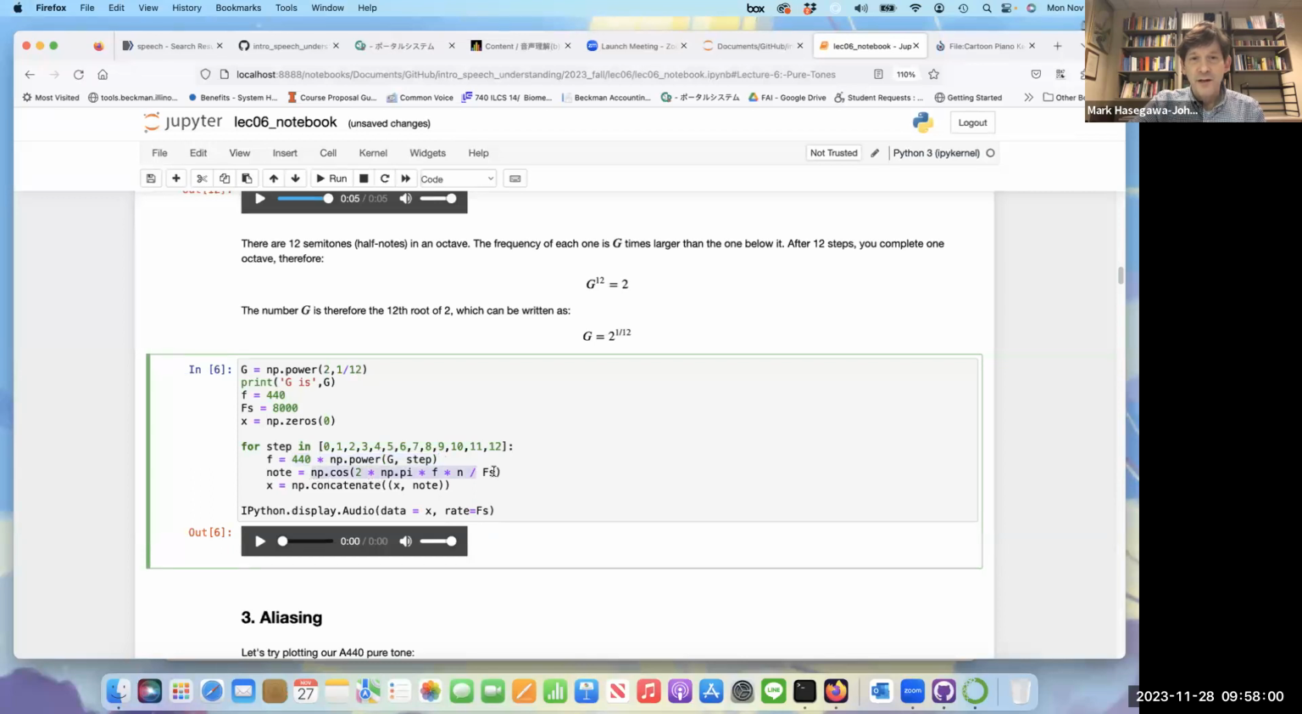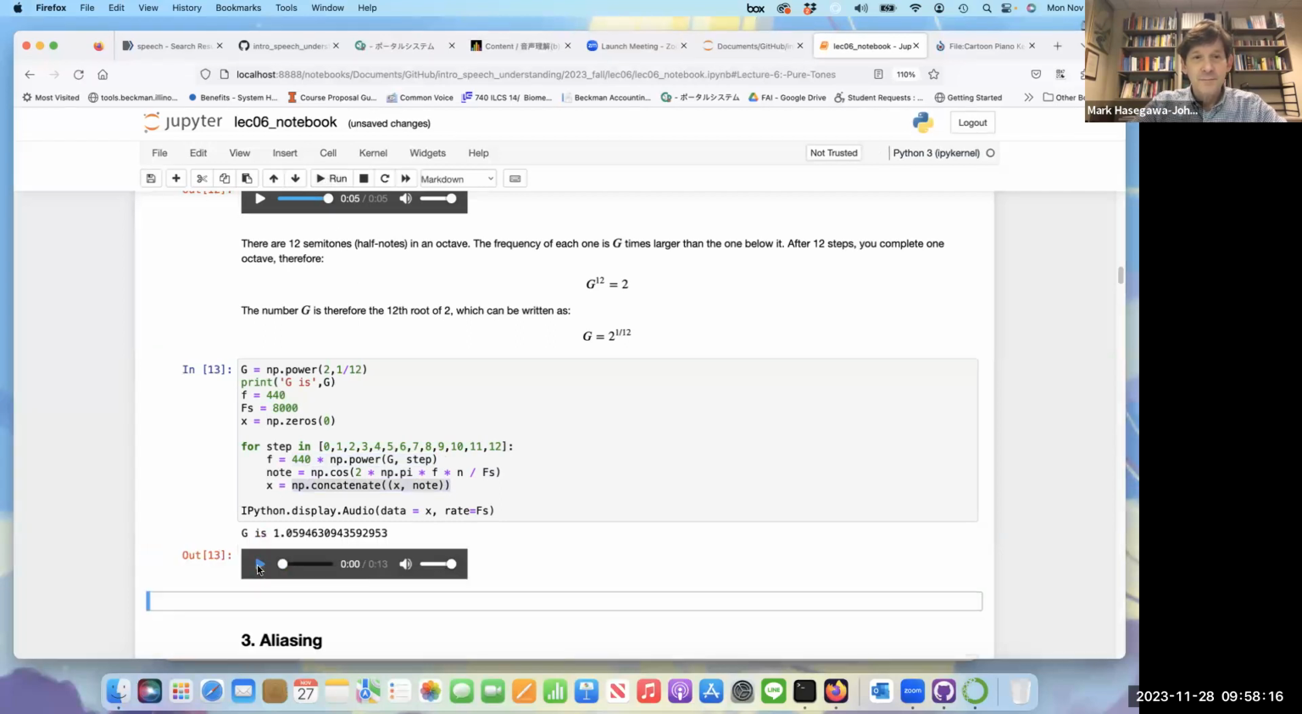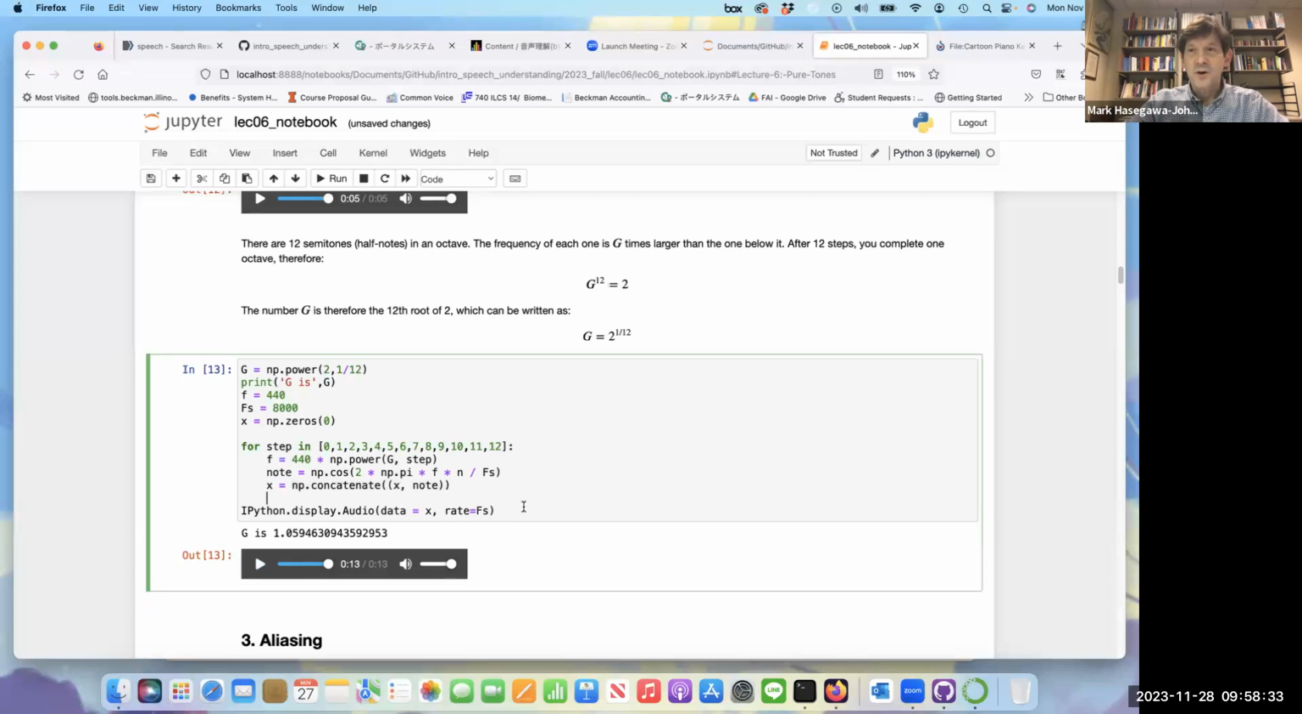And I'll create a cosine at that frequency, and then I'll concatenate that note. And so I'll have 13 steps, 0 through 12, covering one complete octave from an A note up to the next A note. And if I play this, you can see that it goes up one complete octave. It starts out at 440 hertz and ends at 880 hertz, one octave later.